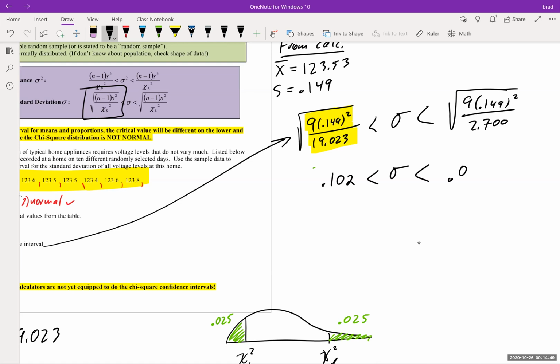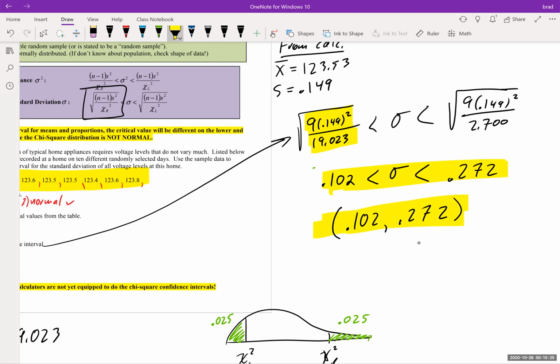I think I did something wrong. Yep, hold on. Oh, I forgot to square it. I'm sorry. So 9 times 0.149 quantity squared divided by 2.7, second function, square root, second function, answer. Yep, sorry about that. I knew something was wrong because this number should always be smaller than this number. And I got 0.272 if we round off to 3 decimal places. So my confidence interval is 0.102, 0.272. So this is the correct answer, and this is also the correct answer, just two different ways of looking at it.